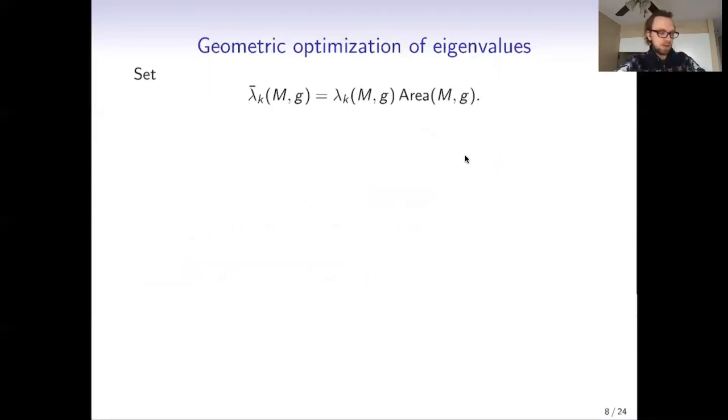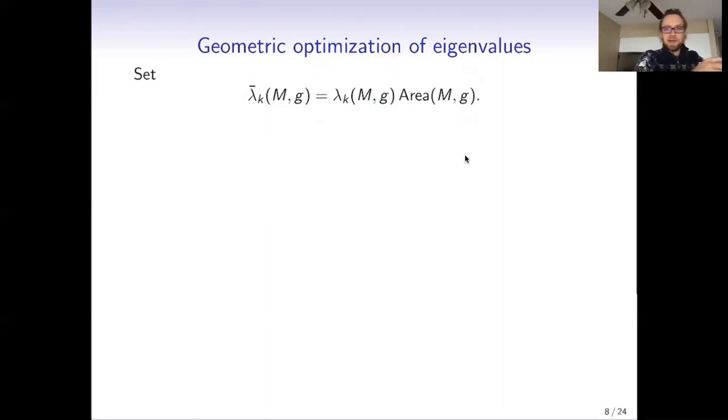So what is the problem that I'm going to be considering in these lectures? I'm going to consider this quantity, which is called normalized eigenvalue, lambda k times the area. The good thing about this is that in a second, we're going to optimize the eigenvalues. And when you optimize something, it's important to have something scale invariant.